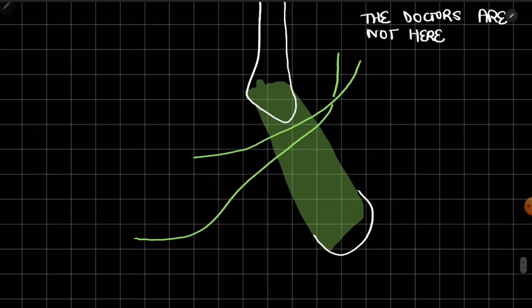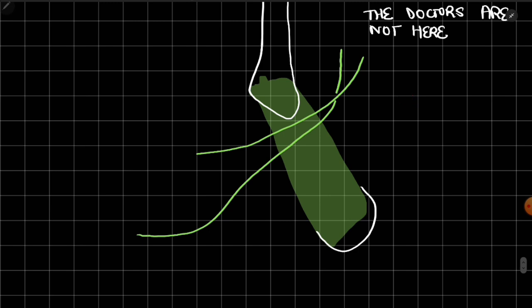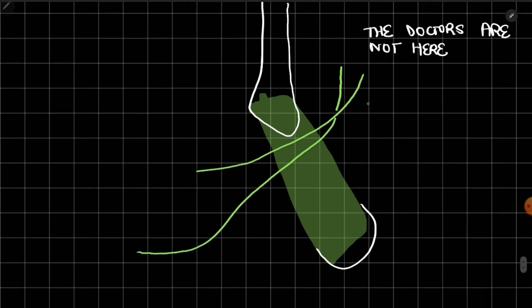Okay, now the artery. How to draw the artery? Artery is pretty much simple. So basically the artery is like this. Okay, then the nerve. Nerve is also pretty much simple. So basically nerve divides into the lateral plantar nerve and the medial plantar nerve. Okay, then the tendon. The last tendon, the flexor hallucis longus.